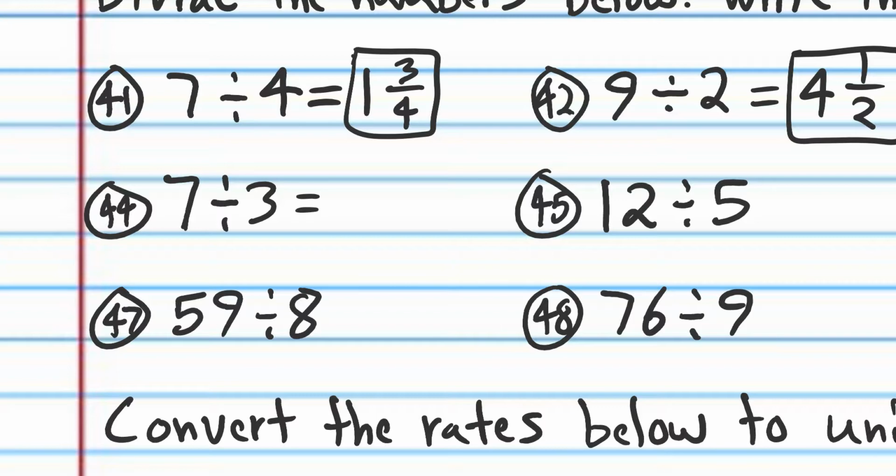All right, we're back. 7 divided by 3. 3 goes into 7 2 times. 3 times 2 is 6. 7 minus 6 is 1. And then the divisor goes in the denominator.